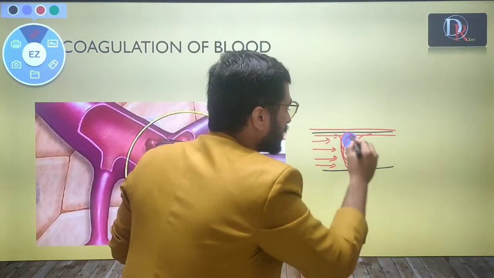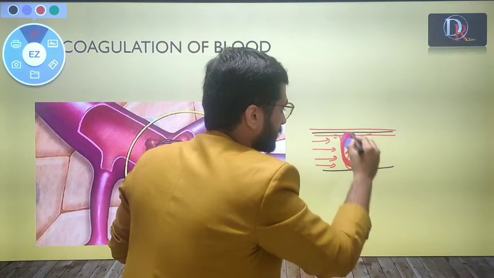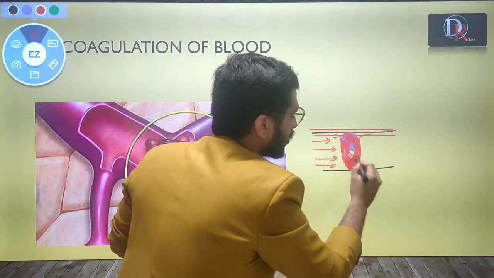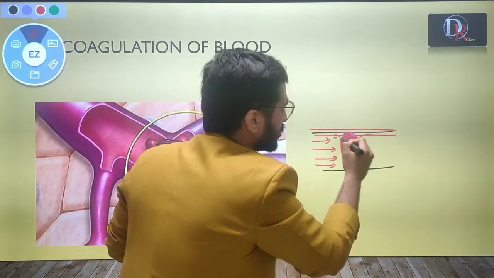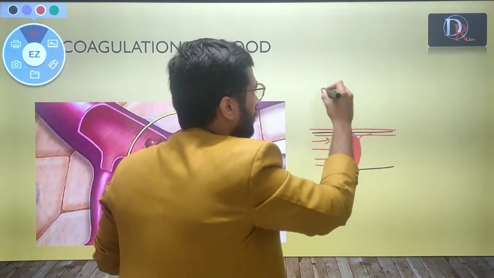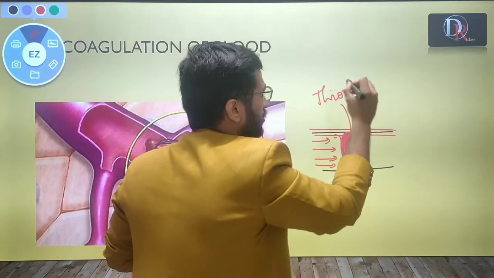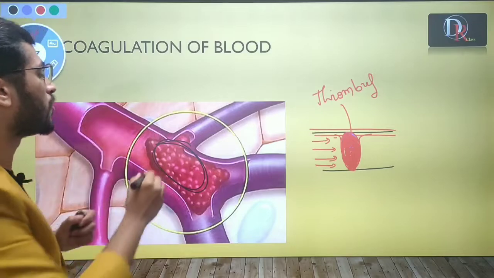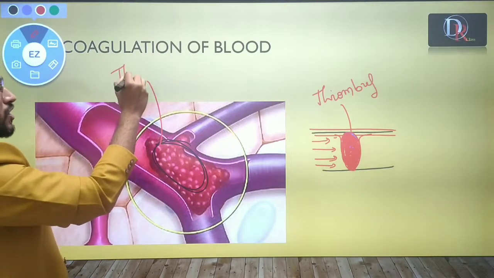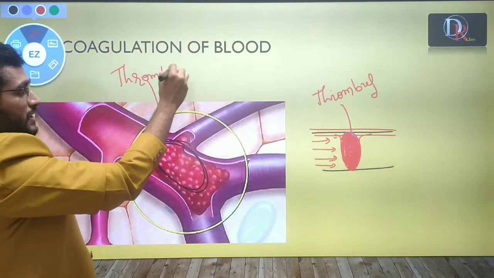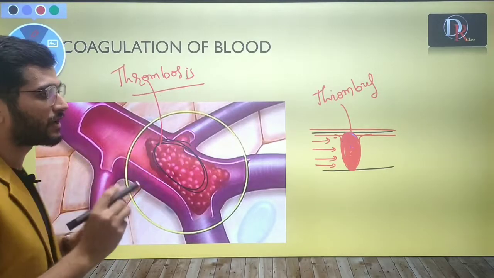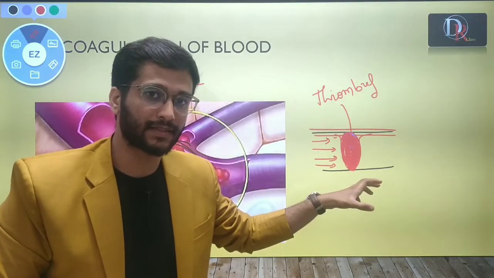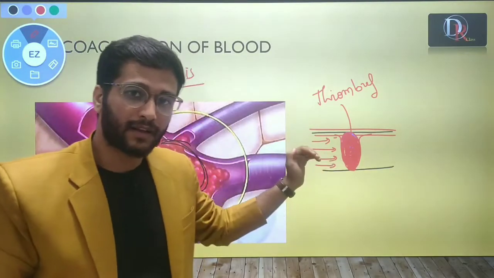It will result in coagulation in the vessel. So here what happened is that a thrombus is formed. This formed clot in the vessel is known as the thrombus, and the process of this reaction is known as thrombosis. Now let's look. The thrombus cannot be sustained at that particular place due to the pressure of blood.